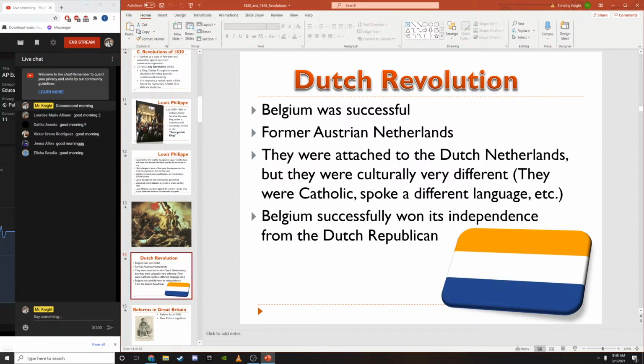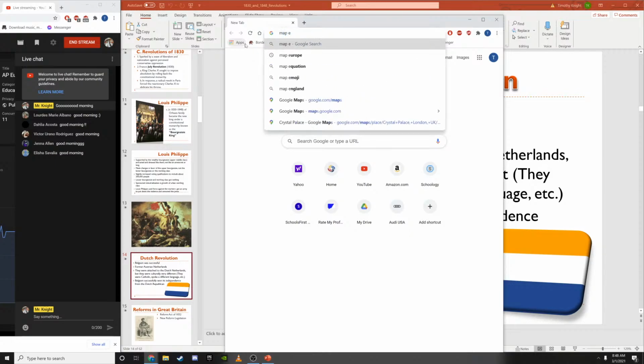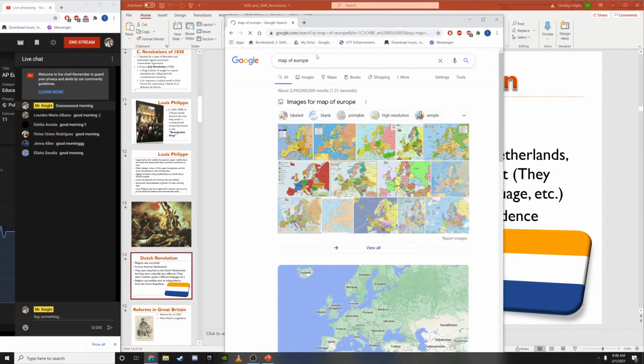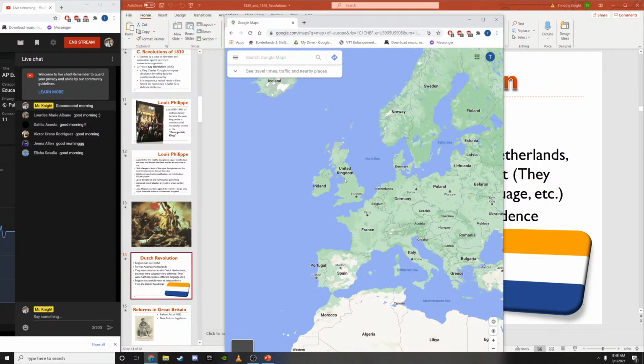In case you're wondering where I'm talking about, I feel like I should just pull this up real quick for you because it's sometimes a little bit confusing for kids. We're talking about the Low Countries. Let's just pull up a map of Europe. And so we'll go to maps, and we'll zoom in right here. This is what I'm talking about.